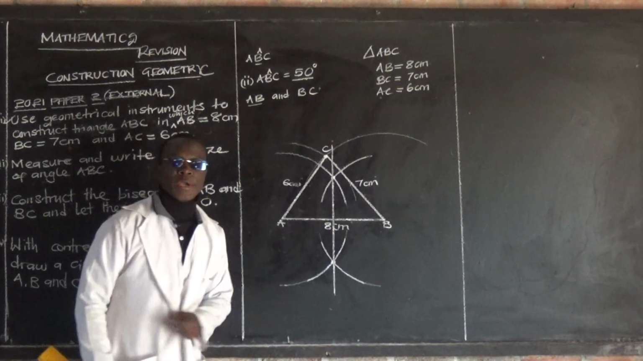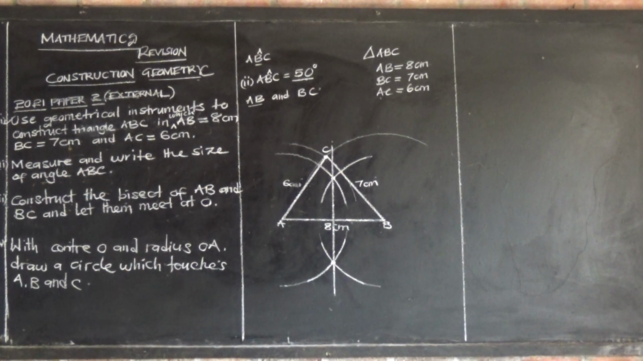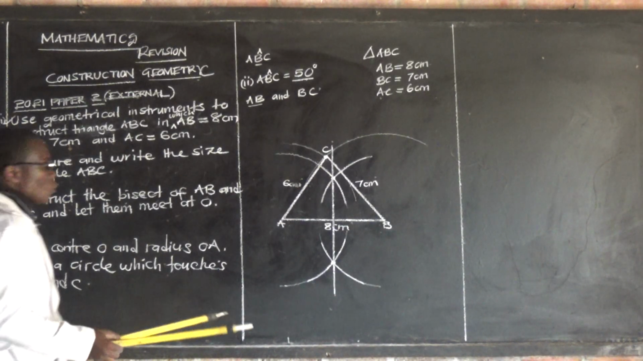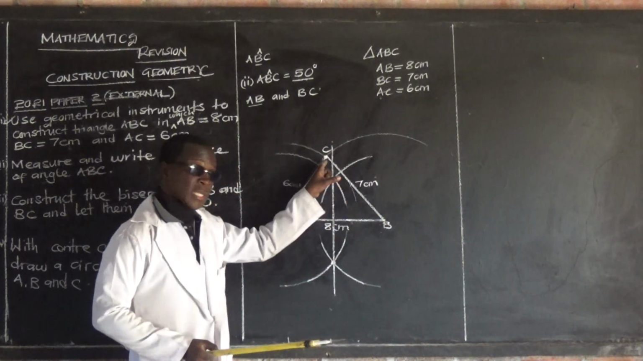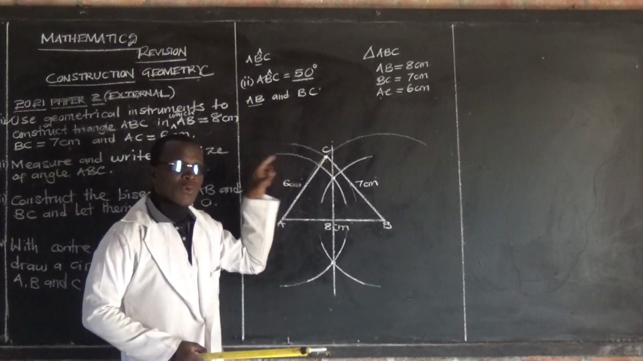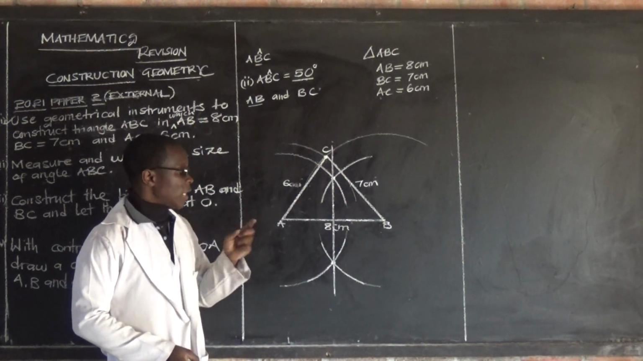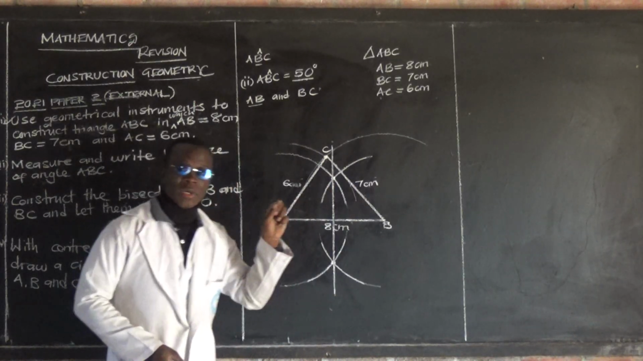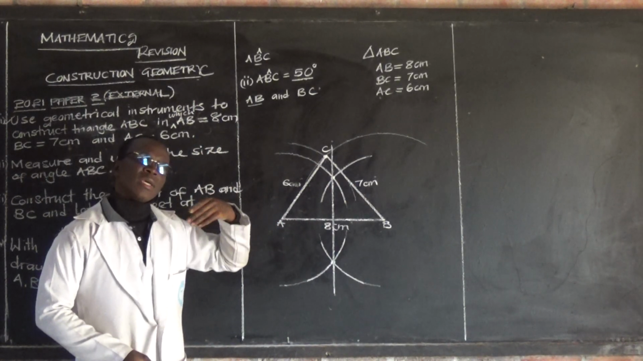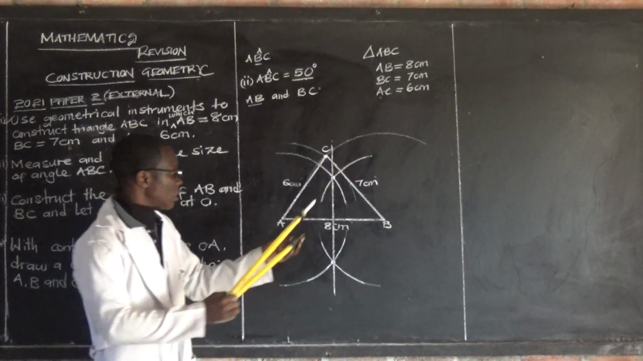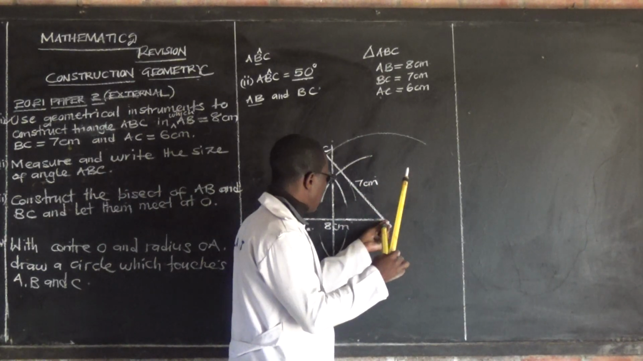BC. Let's bisect BC, using the same concept. So BC is 7 centimeters high, so we are supposed to open more than half. Half of 7 is what? 3.5. So you open more than 3.5. That's the mean, right? So more than half.